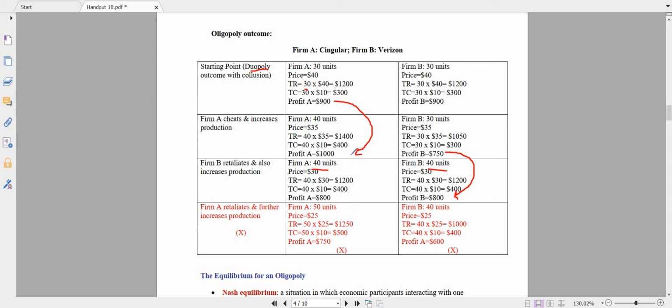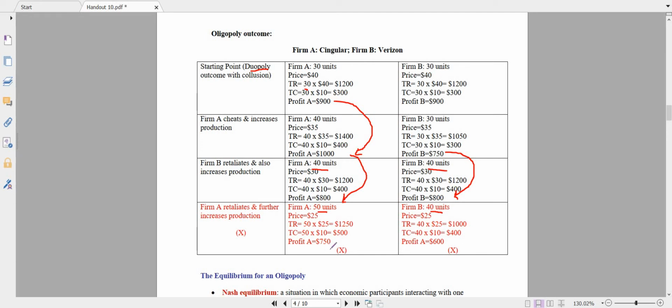Okay, so firm A is now also earning $800. Now let's repeat the cycle and think through whether firm A is going to proceed further in this war of production. So you can see that if firm A retaliates and further increases production, A is now producing 50. I'm assuming that B continues to produce 40. So you can see from the table above that now the market price is going to fall to $25. And as a result, firm A's profit is going to fall to $750.